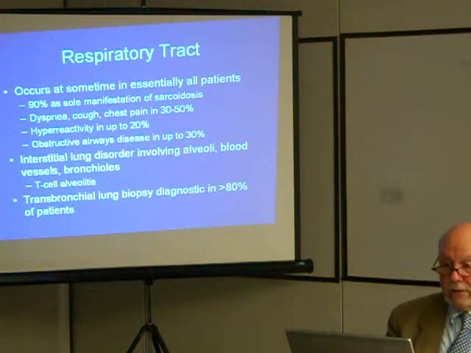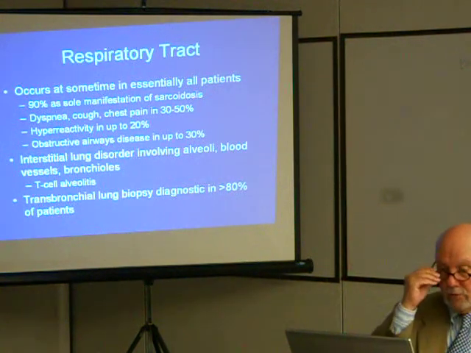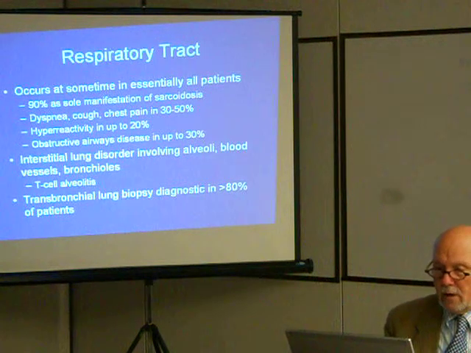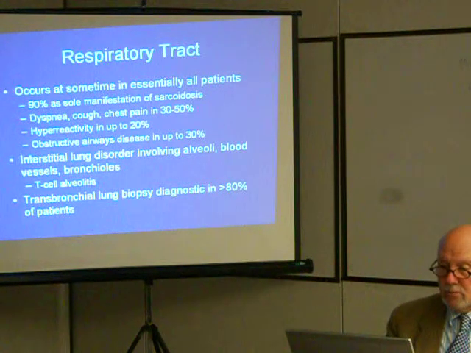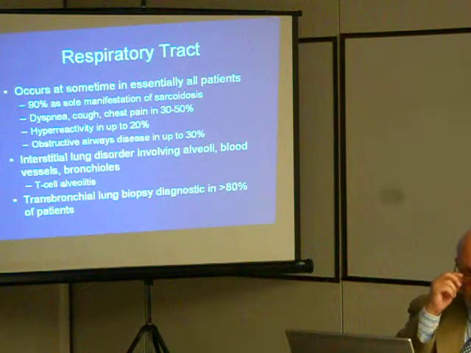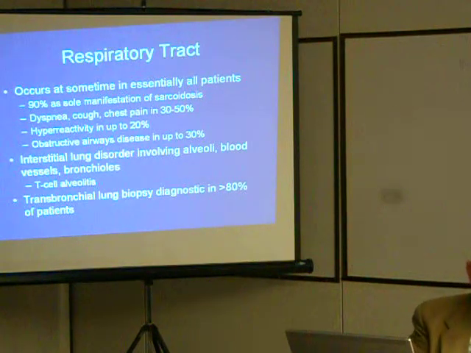Okay, so let's talk about the lungs. I have to keep careful of time because there's an awful lot of material here. Okay, occurs sometime in essentially all patients. 90% is the sole manifestation of sarcoid. Classic symptoms: shortness of breath, cough, chest pain. Now, here's an important thing you see here: hyperreactivity up to 20%.